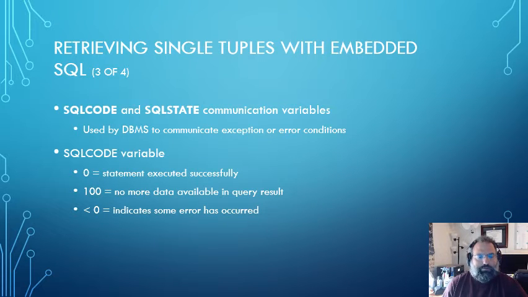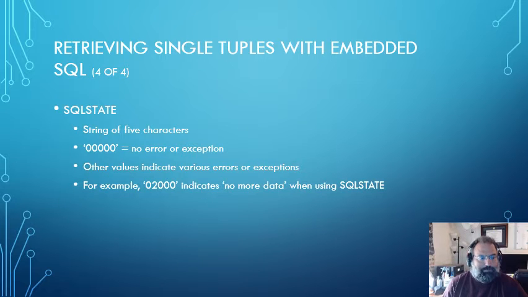SQL code and SQL state are communication variables used by database management systems to communicate exceptions or error conditions. For SQL code variables, 0 typically means things went well. Something greater than, say, 100 may mean there's no more data. Usually negatives are reserved for errors, although this is going to depend upon each individual SQL implementation.